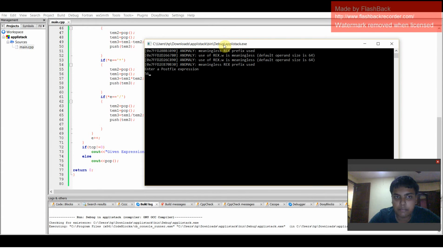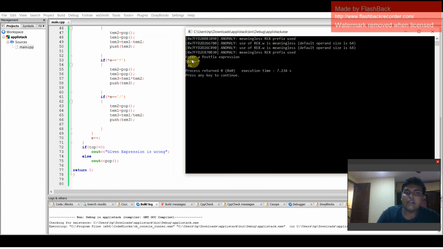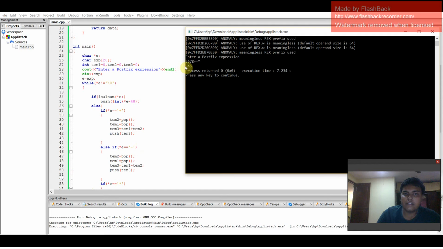Suppose I am giving 5, 6, 7, 8. I am just giving all these operations. I will get a negative value. So in this case also, it is going to take from the stack and calculate. When these are the operands, on the arrival of the operator, they will pop out, do that calculation, and go inside.